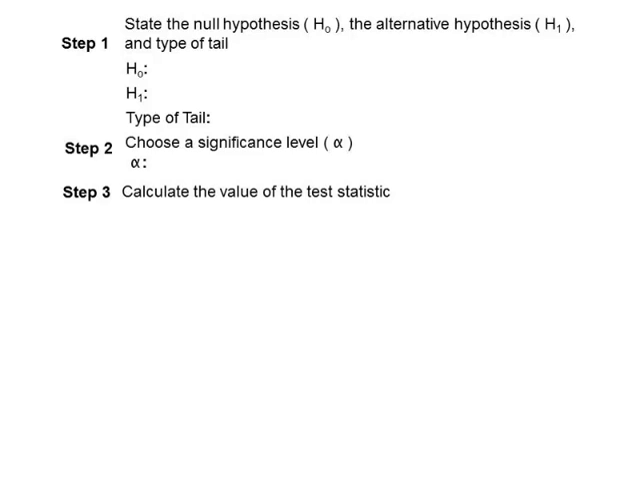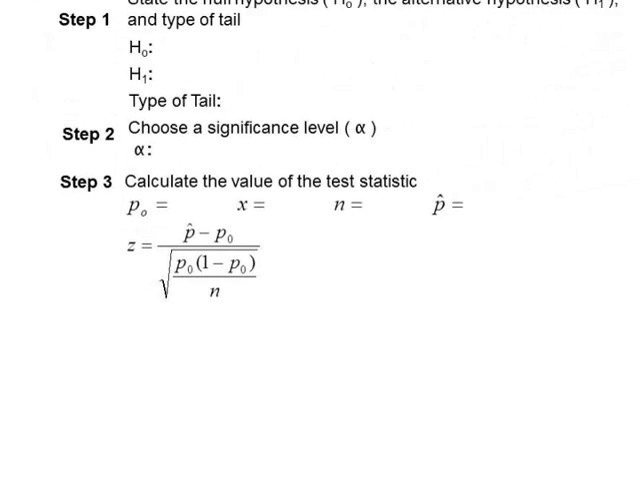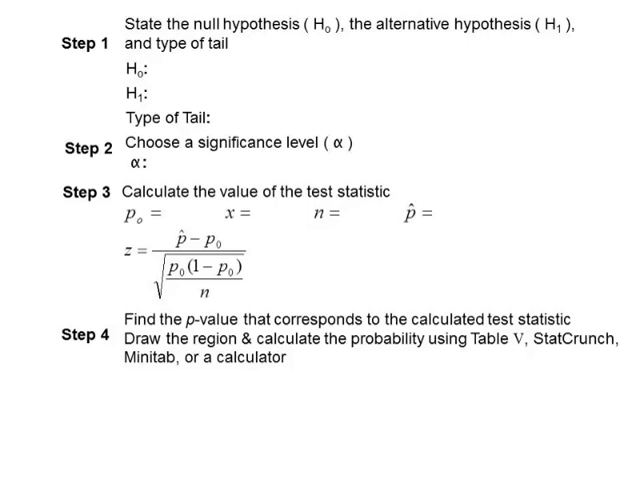This comes from the sample data, and since we're doing proportions, we use this Z formula. Step number 4, we calculate the p-value, and that will come from either using a table or using technology. Step number 5, we determine what the p-value indicates, so that will be the decision of the hypothesis test.